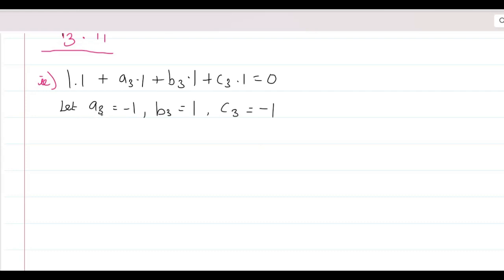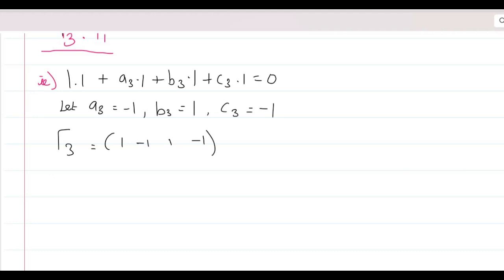So let us consider A3 to be minus 1, B3 to be 1, and C3 to be minus 1. Now what do you get? So here we have evaluated. Similarly, the third one we have evaluated to be 1, minus 1, 1, minus 1.